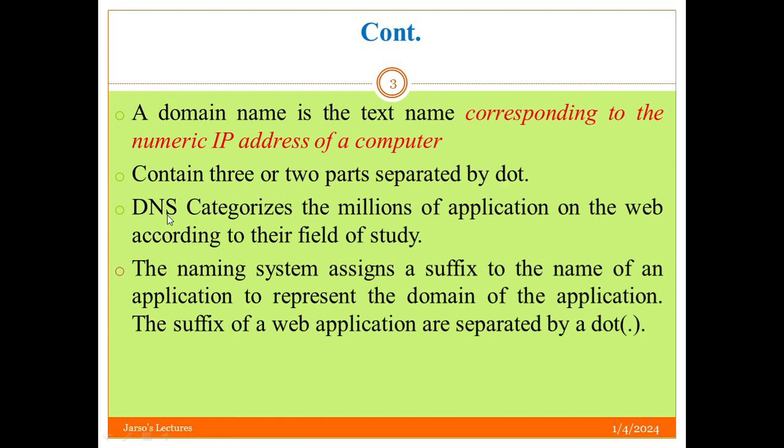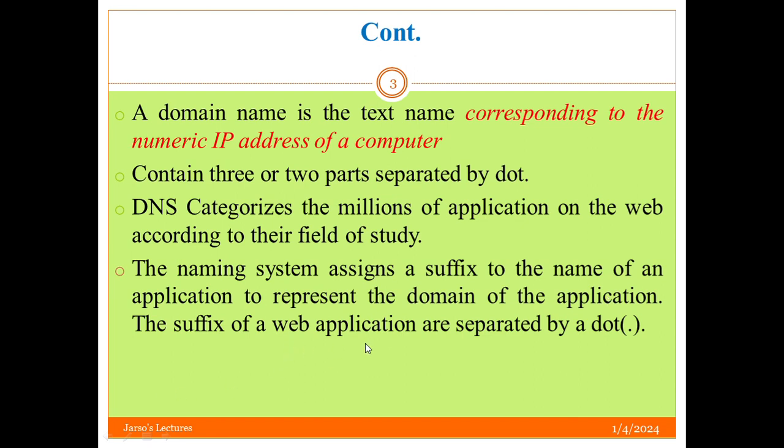And one very important point is that DNS categorizes millions of applications on the web according to their functionality, according to their fields of study, according to their interrelations. The related applications or the related resources are stored together and also given common names, or we use common suffixes. Look, the naming system assigns a suffix to the name of an application to represent the domain name of the application.